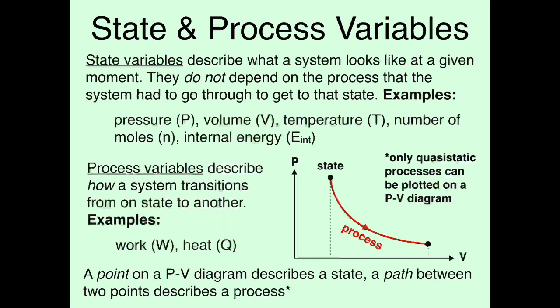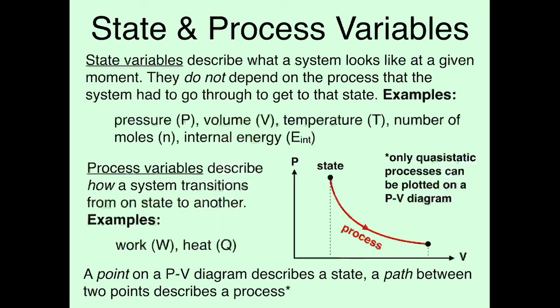On the other hand, process variables describe how a system transitions from one state to another. So it does depend on the process that the system is taking to get from one state to another. And so some examples of this would be things like work or heat.